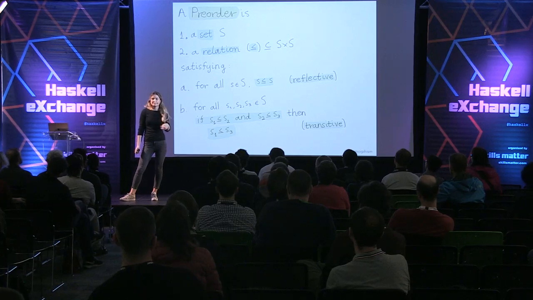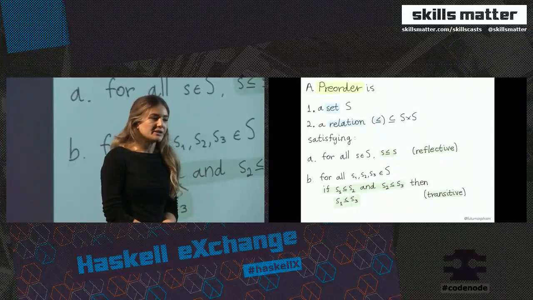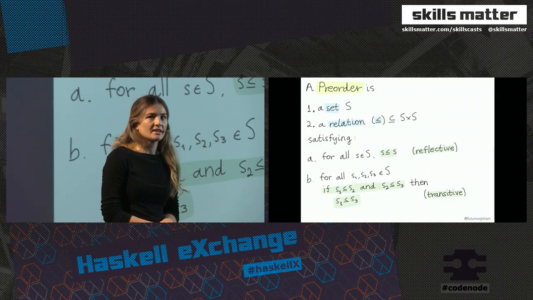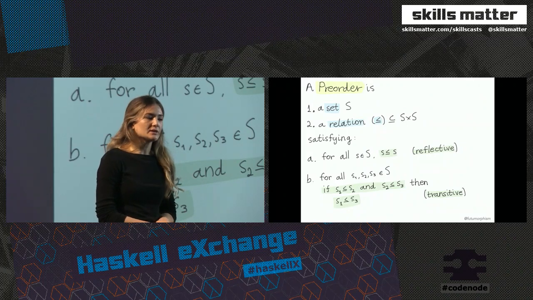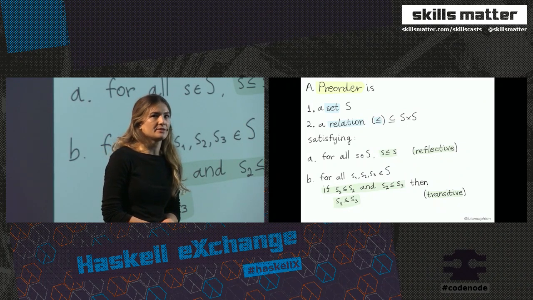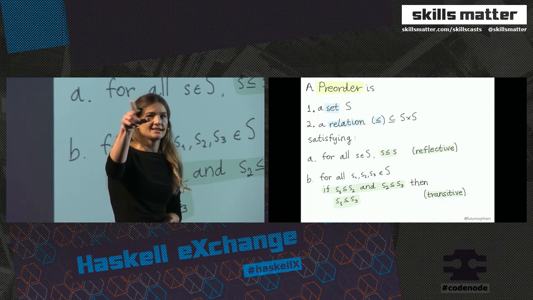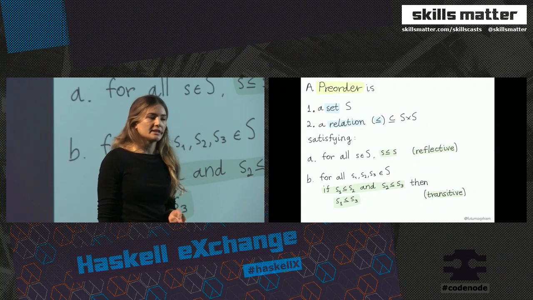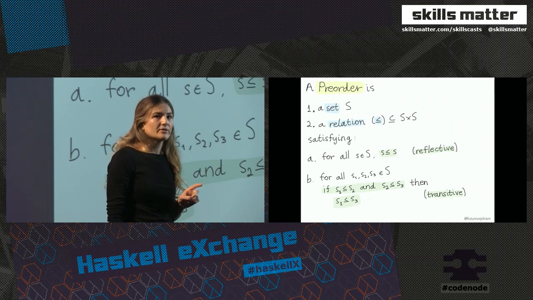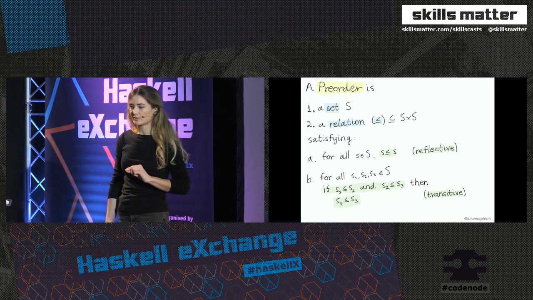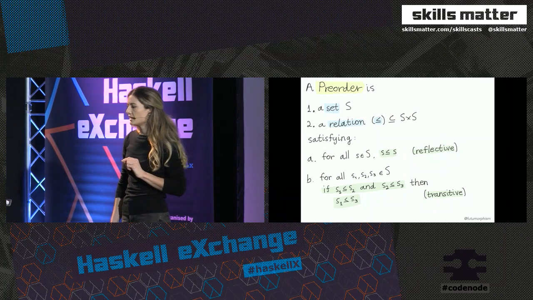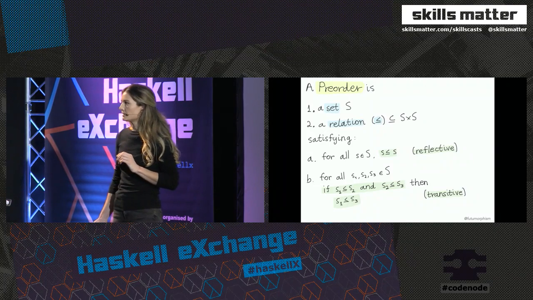So we're going to define preorder now. So a preorder is a set S that also has a relation from S to S. And we name this relation with this less than or equal symbol. And also it has 2 properties. One, for every s in S, s is less than or equal to s, which is called reflexive. And 2, if s1 is less than or equal to s2, and s2 is less than or equal to s3, then s1 is less than or equal to s3, which is called the transitive property.